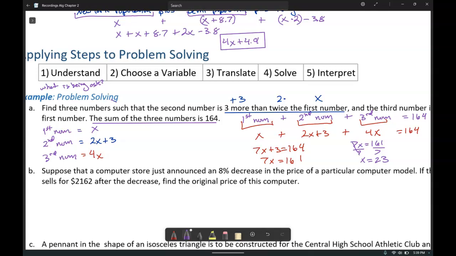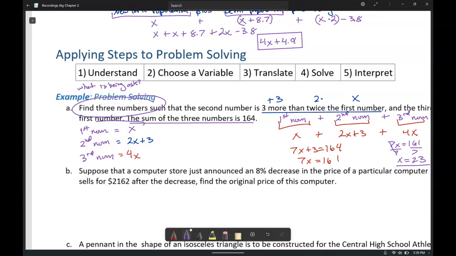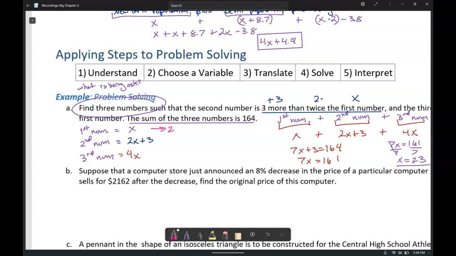Remember, it said to find 3 numbers. Well, we haven't found 3 numbers. We found 1 number. We found the first number. And so now we know what the first number is. We can go on and solve for the rest. The first number is 23. The second number will be 2 times the first number plus 3, which is 49. And our third number will be 4 times the first number, which gives us 92. So our 3 numbers are 23, 49, and 92.